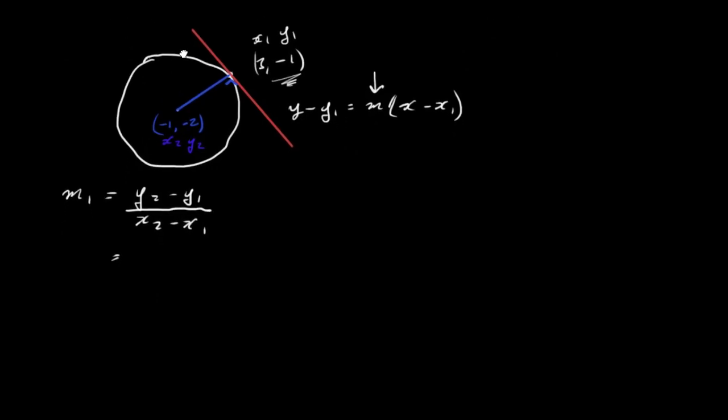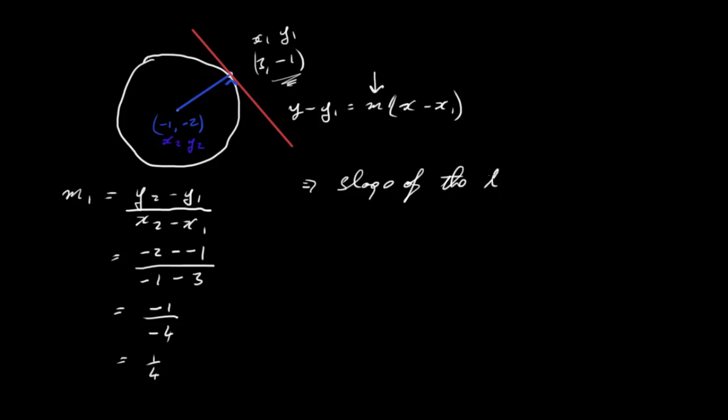So y2 minus y1, so it's minus 2 minus minus 1, and then x2 minus x1, which is minus 1 minus 3. So here we have minus 2 plus 1, so that's just minus 1. And here we have minus 4 on the bottom. So our slope is just going to be 1/4. Okay, so the slope of the tangent then is just going to be minus 4 over 1. Just take this slope here, turn it upside down, change the sign.